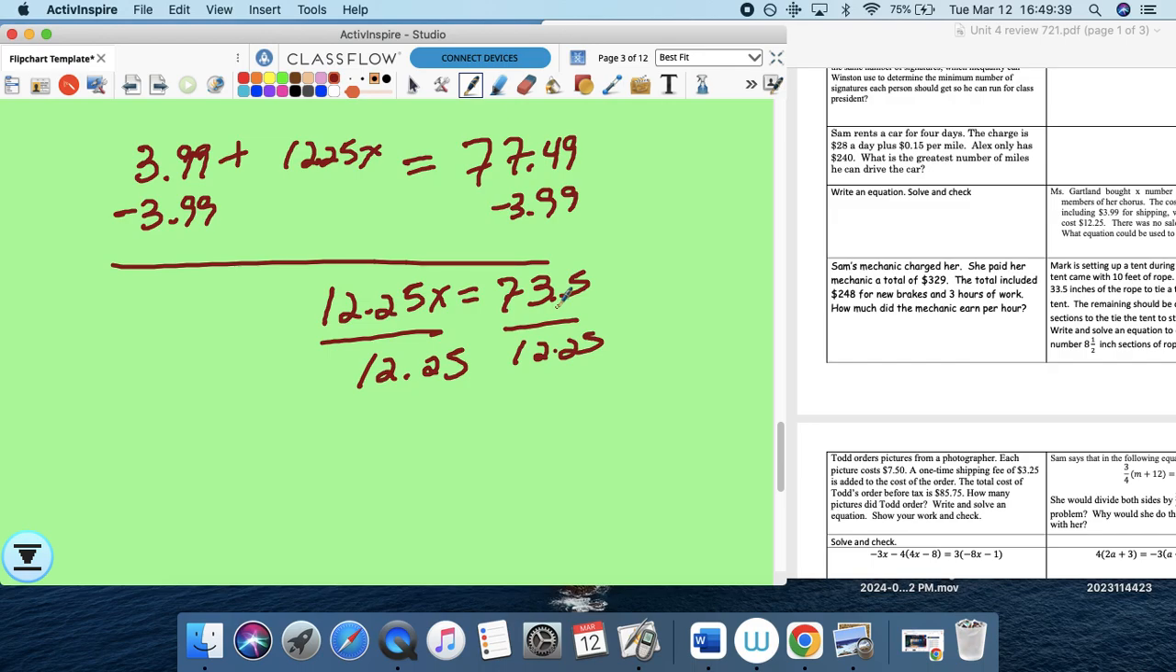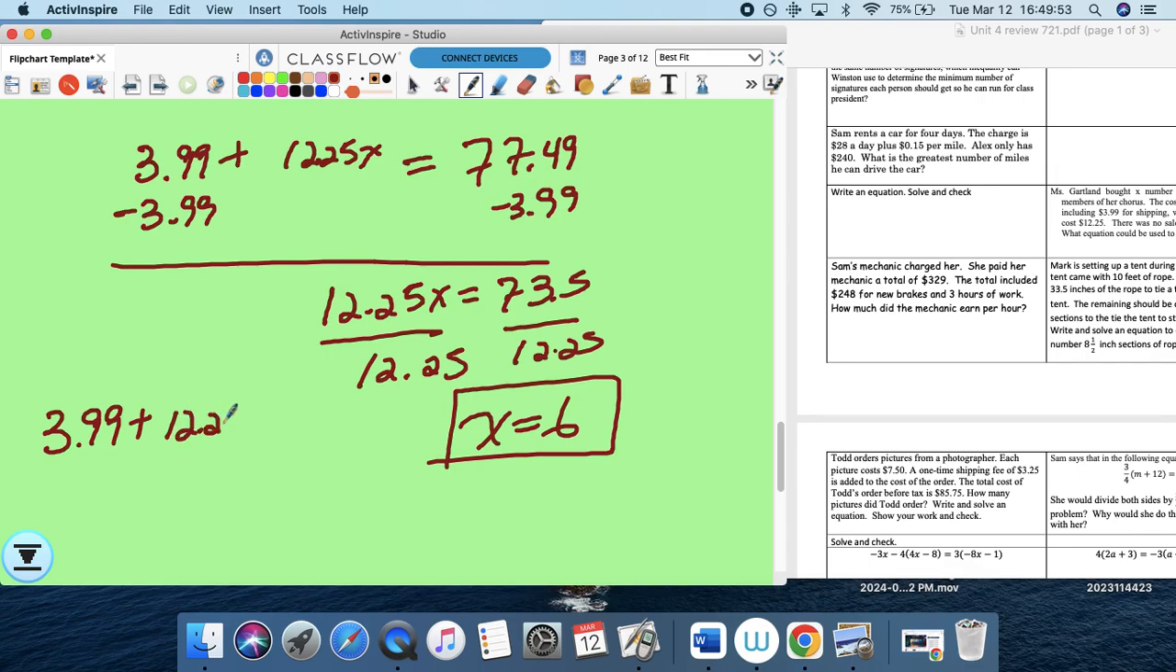Divided by 12.25 equals 6. Oh, good. So the total number of shirts that were bought was 6. And again, you can do a check. 3.99 plus 12.25 times 6, and that should give you $77.49. You're going to have a calculator, so just multiply 12.25 times 6, enter, and then plus the shipping, $3.99. And guess what? It's exactly the same. So we know our answer is correct.